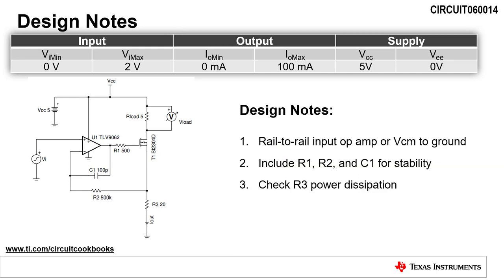When designing an op-amp-based voltage-to-current converter circuit with a MOSFET, there are a few design notes to be aware of. First, be sure to use a device with rail-to-rail input or a common mode range that includes ground. Next, be sure to include R1, R2, and C1 for stability compensation. Finally, be sure to check the power dissipation of R3.